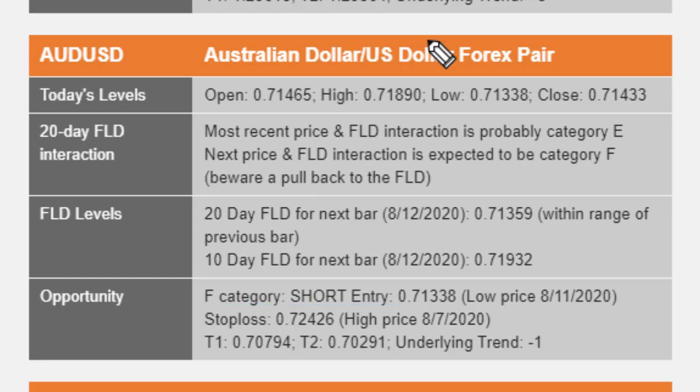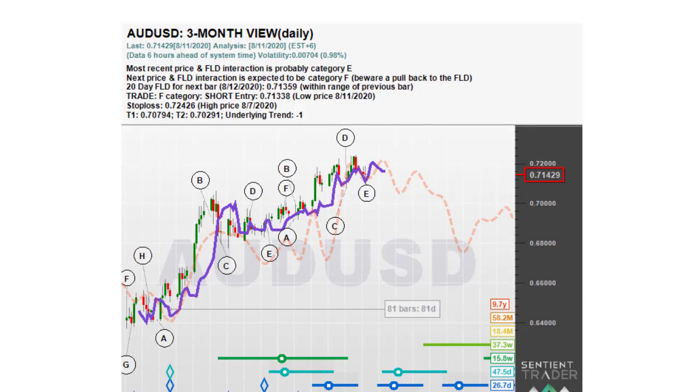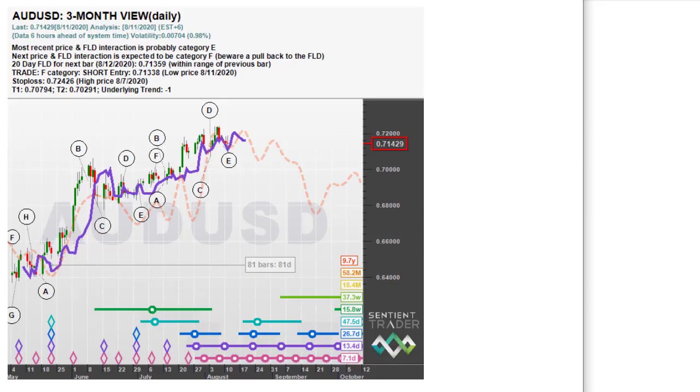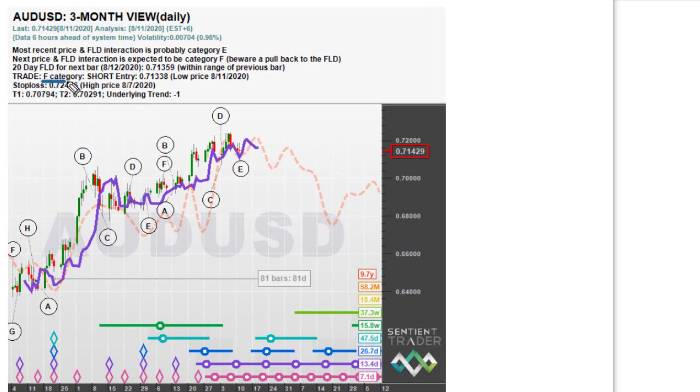Now fortunately we keep a record of all of the charts that are posted by the Hurst Signals system, just so that we can go back and check for inconsistencies and so forth. Here we go. So this is in fact the chart that you would have seen. This is the chart that was up on the system 2 days ago. And you can see here the F category short trading entry.